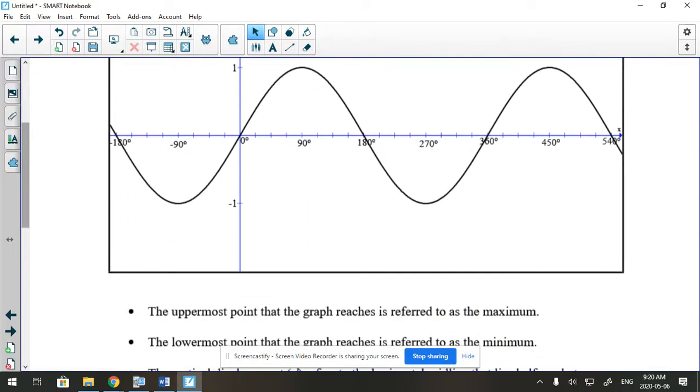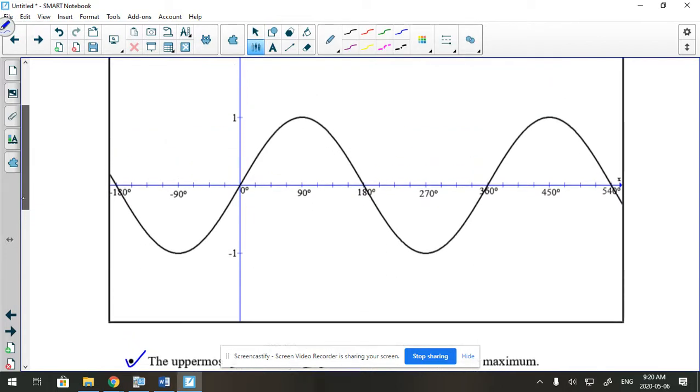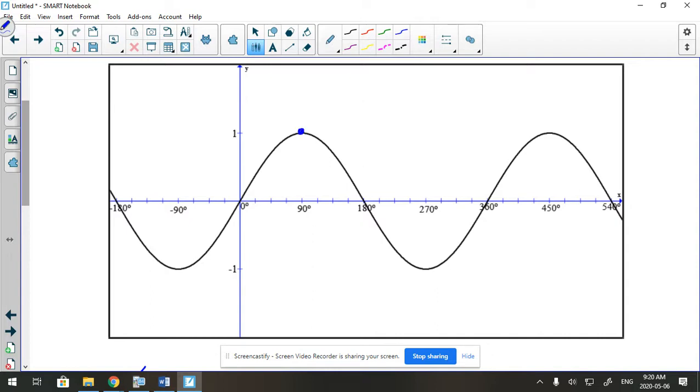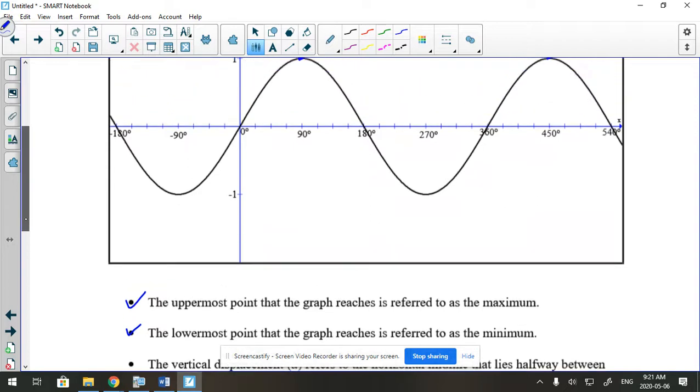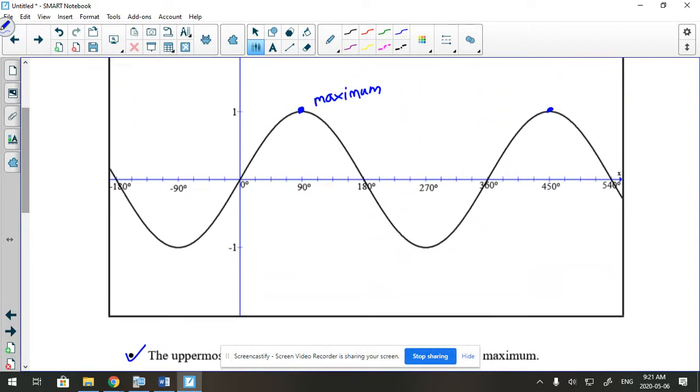So the first one is the uppermost point that the graph reaches is referred to as the maximum. So for example, in this graph here, this point here would be the maximum. You can see it reaches the maximum an infinite number of times if you keep going with this curve over and over. The lowermost point that the graph reaches is referred to as the minimum. So when I look here, the lowest point it gets to here is the minimum. So you can see it has a maximum of 1 and a minimum of negative 1.